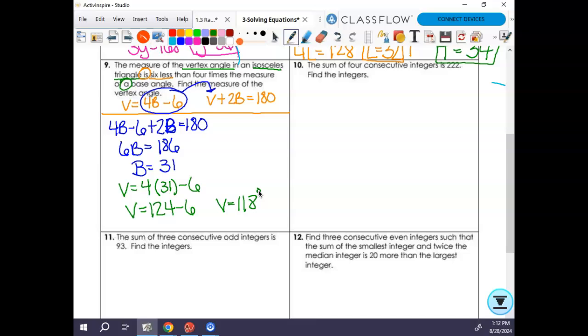And if I substitute it into the other one, some of you may choose the second one because you don't want to have to multiply 31 by 4, but you don't mind multiplying it by 2. That's totally fine. You get the same answer, no big deal. You don't have to use one or the other. What questions we got?